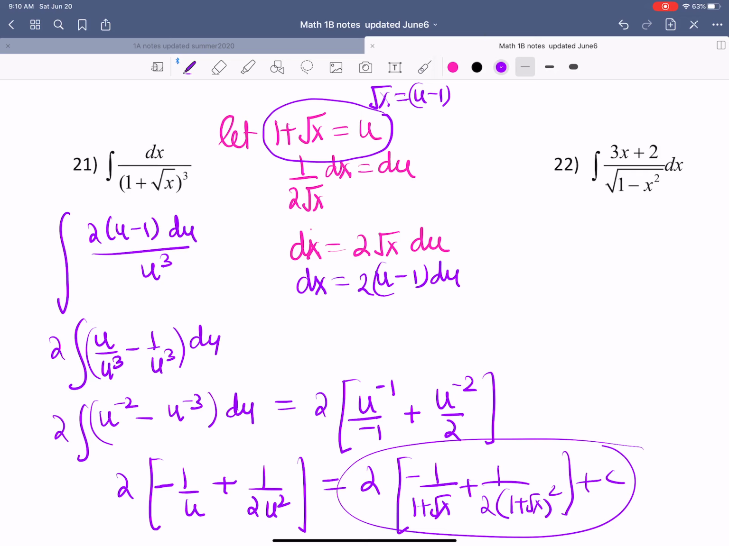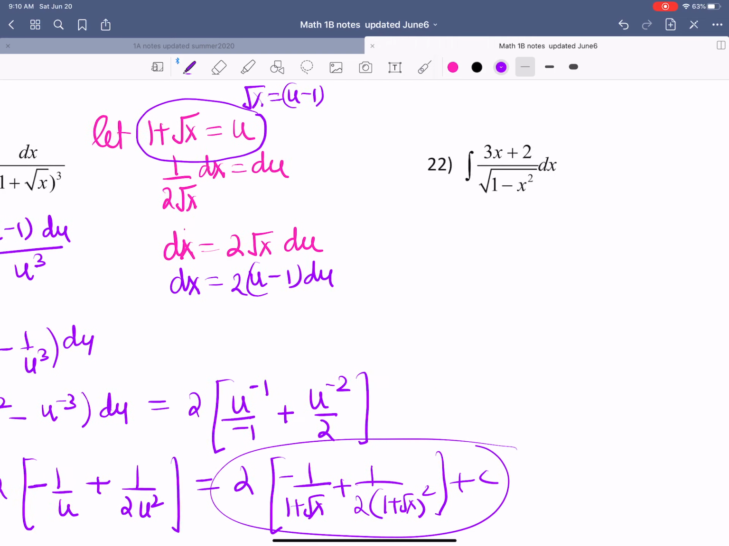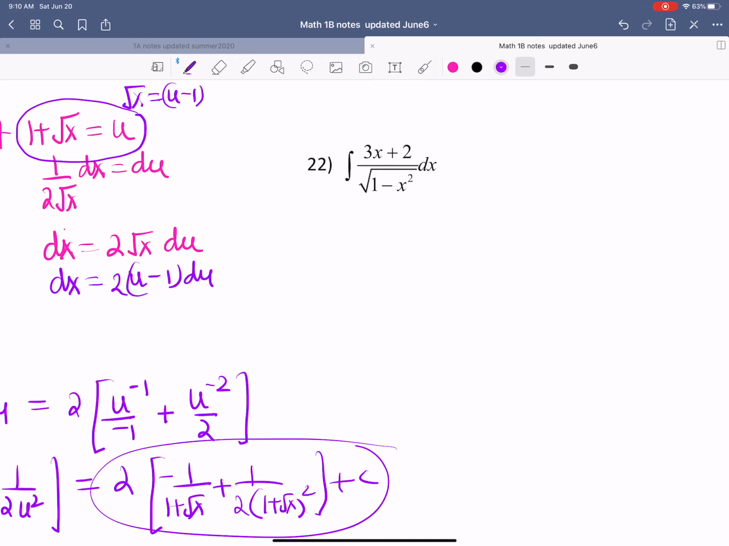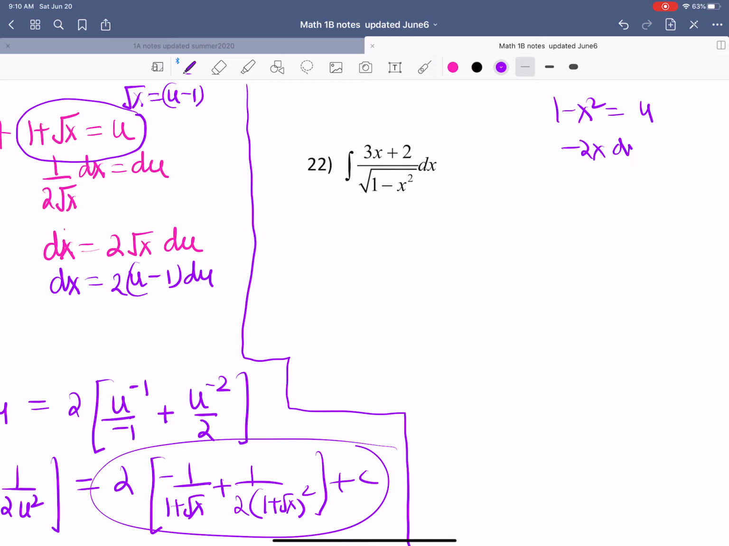Okay. Number 22, 3x plus 2 over square root of 1 minus x squared dx. Let's see. Again, it's not a very obvious u substitution, a bit tricky maybe. It might work out with the u substitution. If I call 1 minus x squared as u, let's see if it helps me. If I call 1 minus x squared as u, then I have negative 2x dx as du. But then this 2 is sitting on the top. Let's go ahead and separate these fractions. I think that might work out.